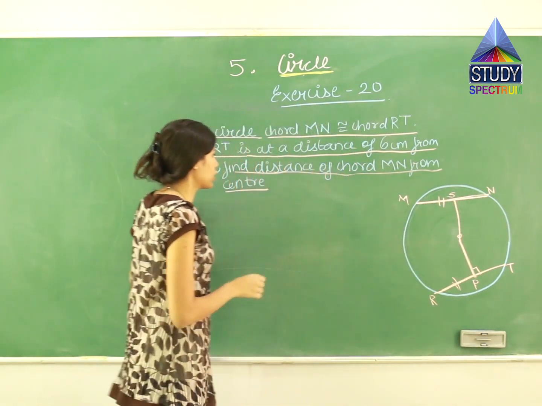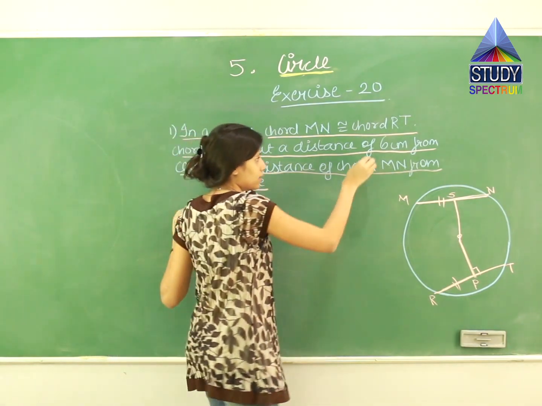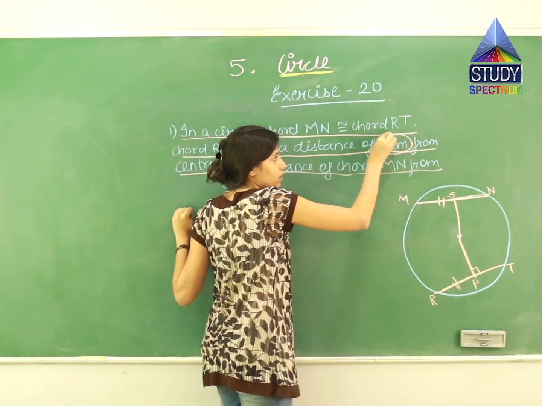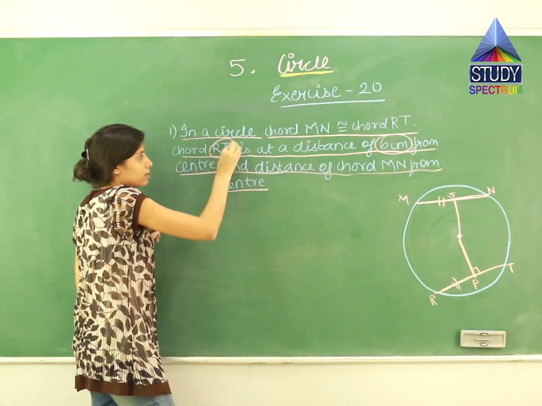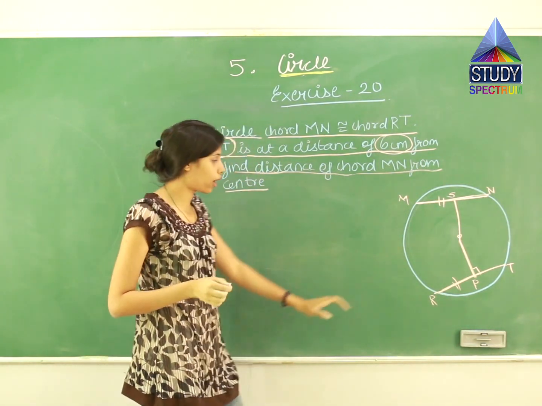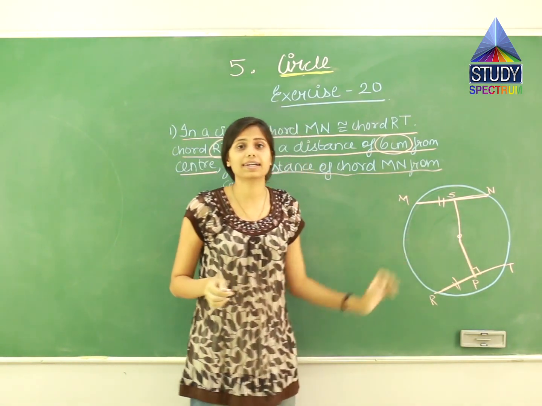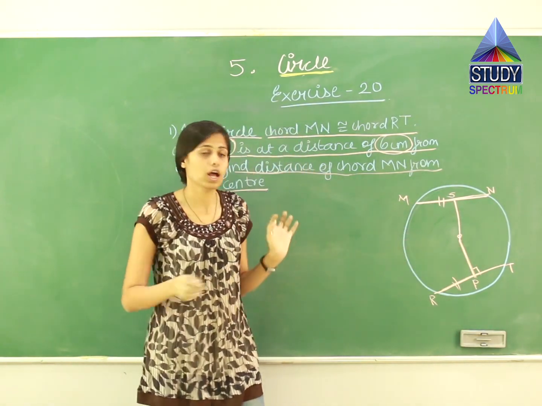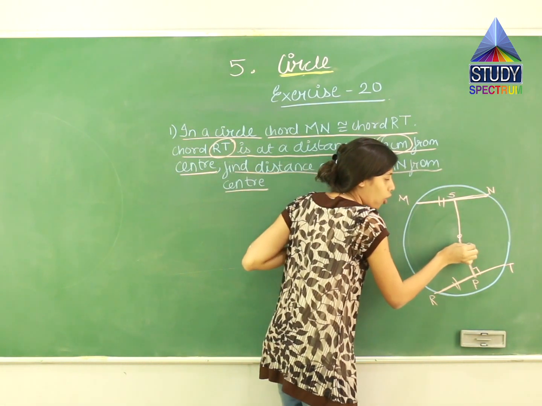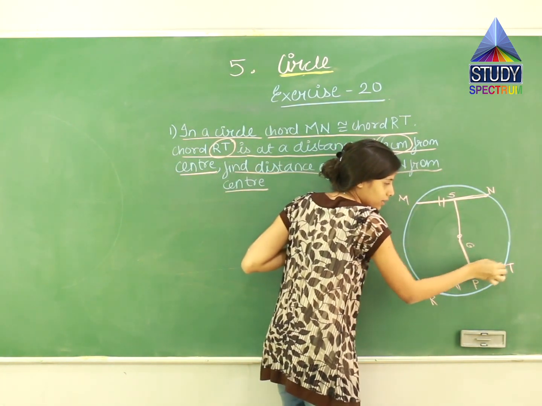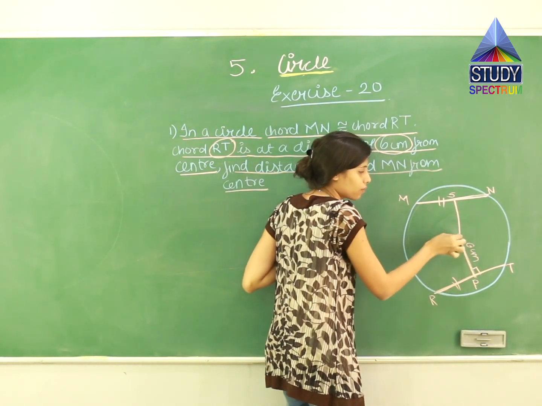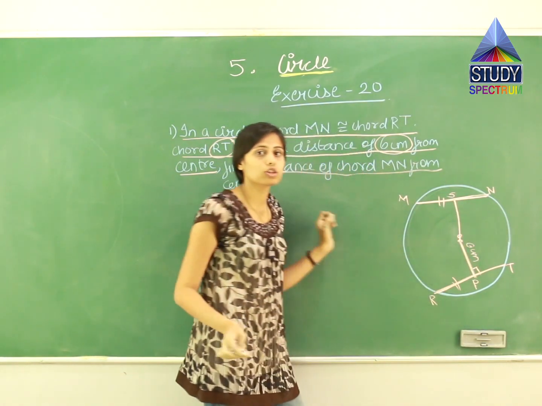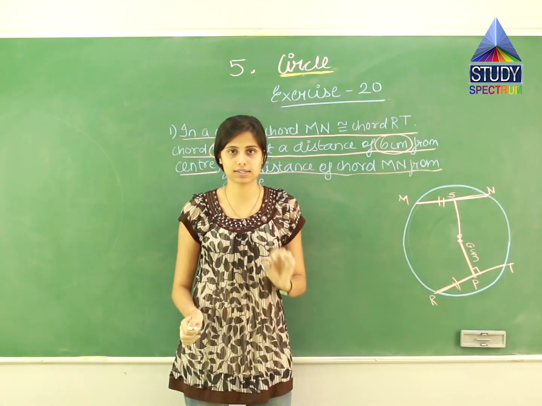And what they are now asking, this 6 centimeter is the distance of chord RT. They are saying chord RT is 6 centimeter away from the center. So let us write that. The chord RT, this is the chord RT, is at a distance of 6 centimeter from the center. If this is the center, then it is 6 centimeter away from the center.